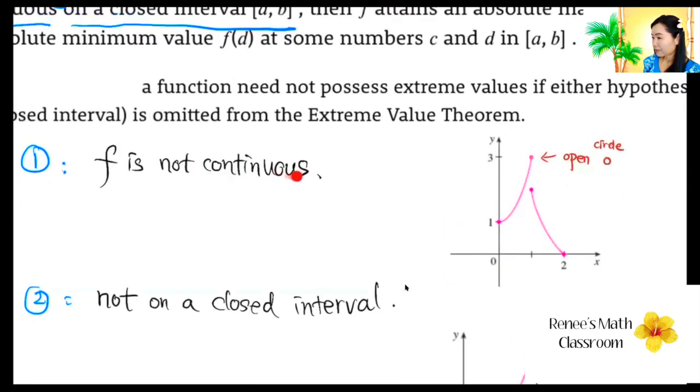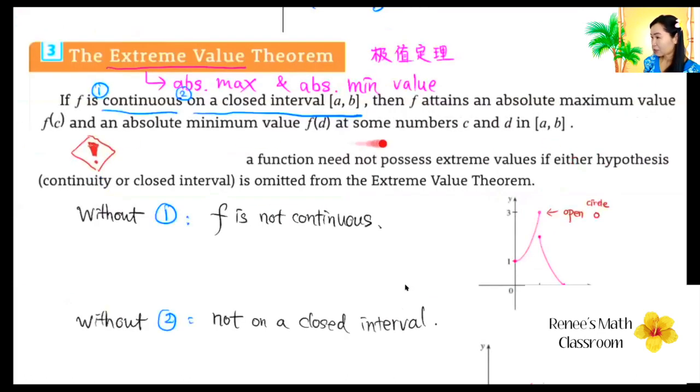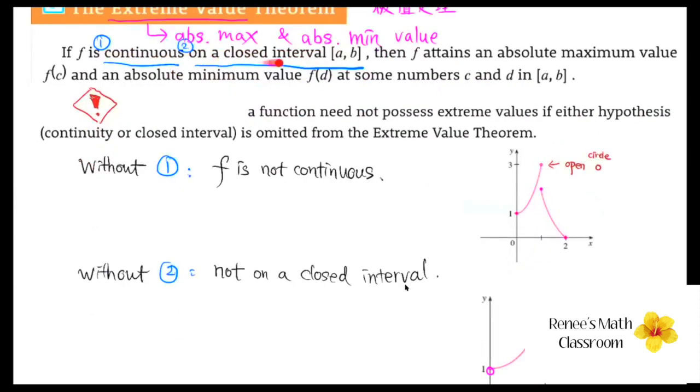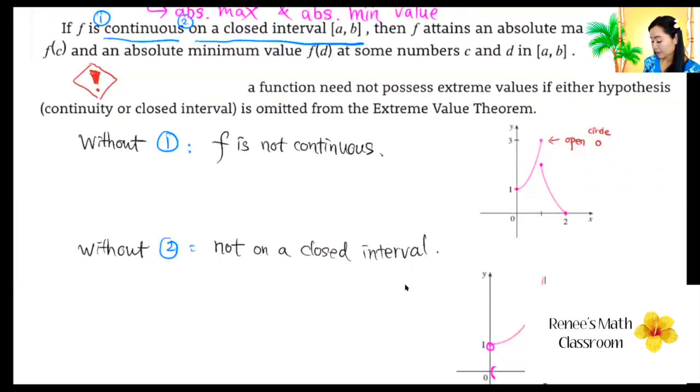So if I take away the condition that the function be continuous, then there's no guarantee that the function attains an absolute maximum. So this condition is necessary to have this conclusion. Now let's take away the second hypothesis, the closed interval. So the function is continuous, however, it's not on a closed interval. Then is it guaranteed that the function attains a maximum and minimum on that interval?